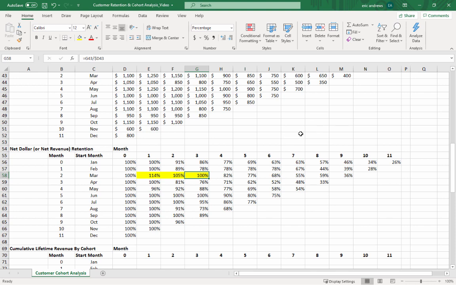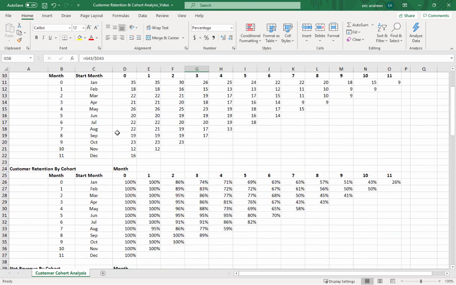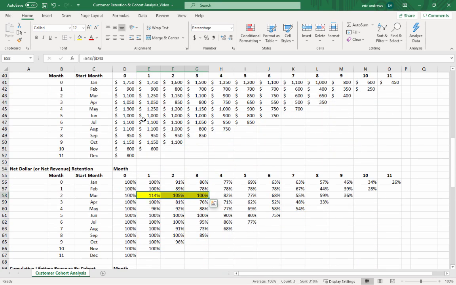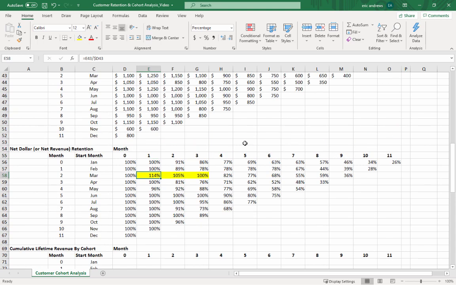So how could it be that March, where you had 22 people, in their first and second month of their relationship with the company, you have the same amount of people purchasing, but the revenue is more. So the revenue is actually more than the initial month. Well, it could be that we offered those 21 or 22 people some sort of deal. So we said, hey, if you buy this additional product, we'll give you a discount, whatever. And we actually expanded the amount of money that they're spending with the company.